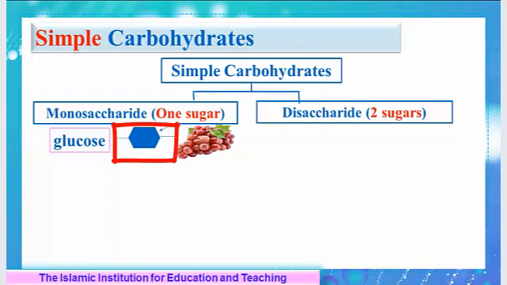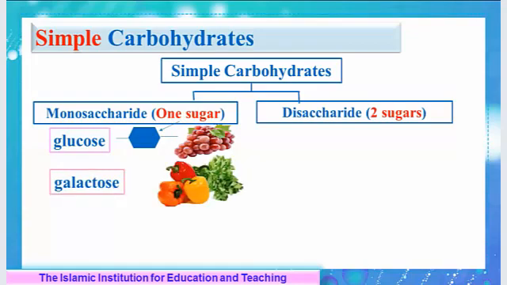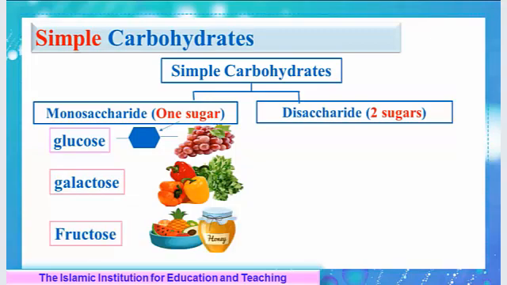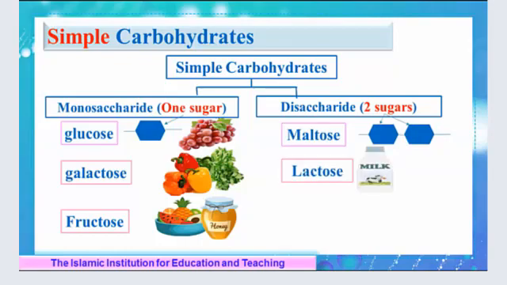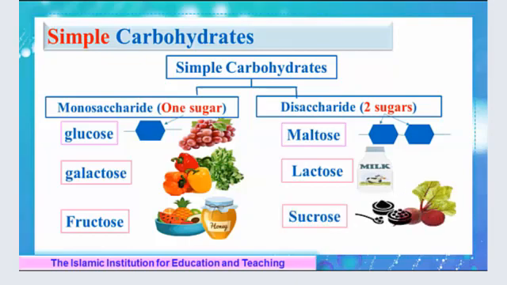Other examples of monosaccharides are galactose, which is present in some vegetables, and fructose, which is the sugar of fruits and honey. While a disaccharide is formed of 2 sugars, such as maltose, that's formed of 2 glucose molecules, lactose, that's present in milk, and sucrose, which is extracted from beetroots and used daily to sweeten food and beverages.